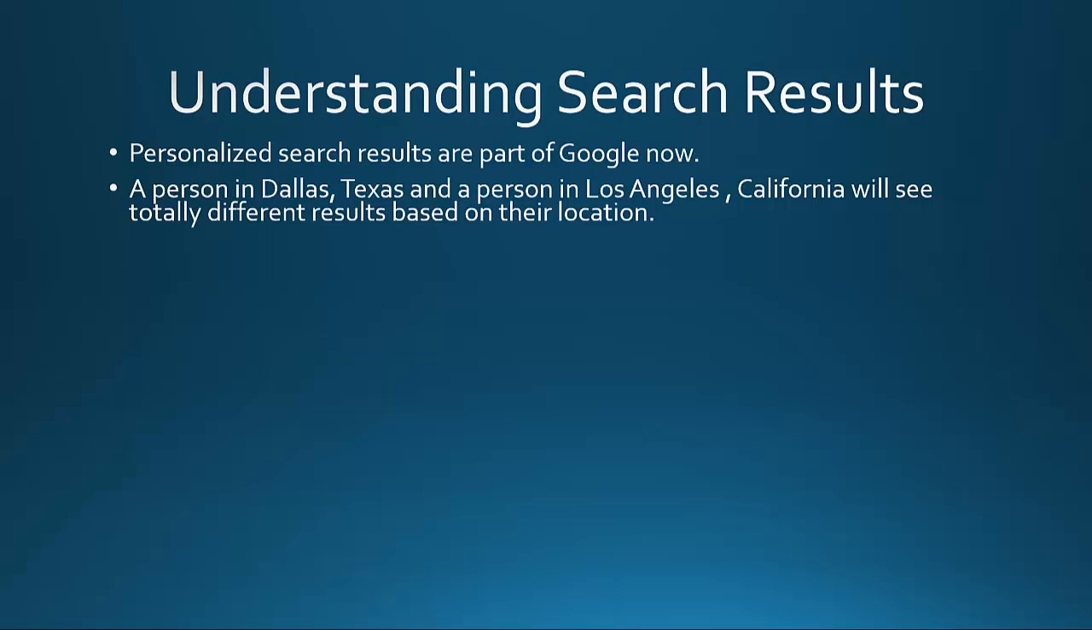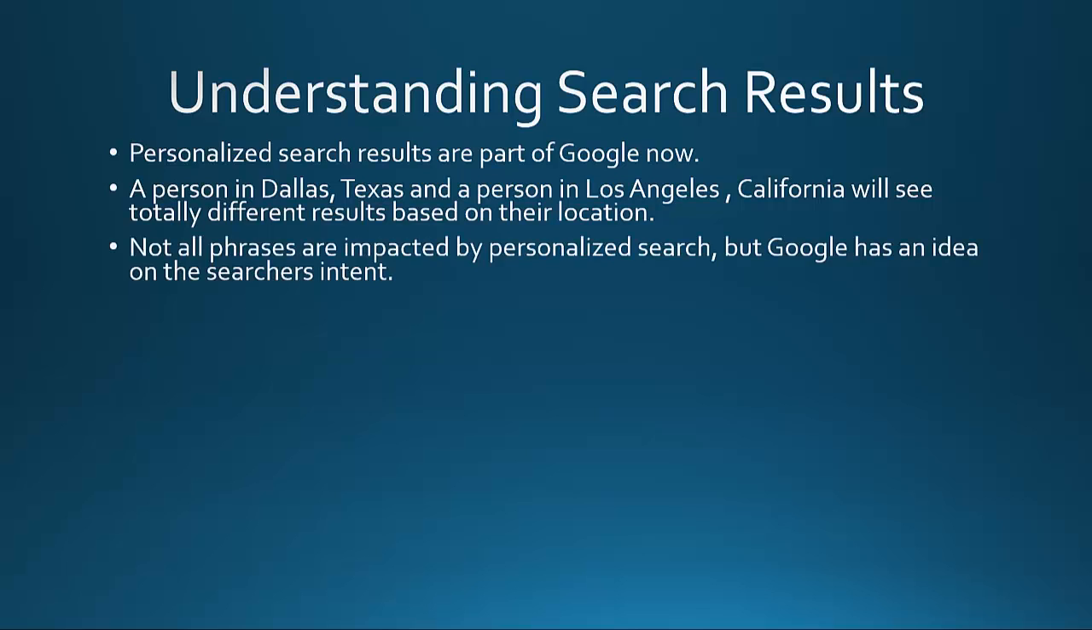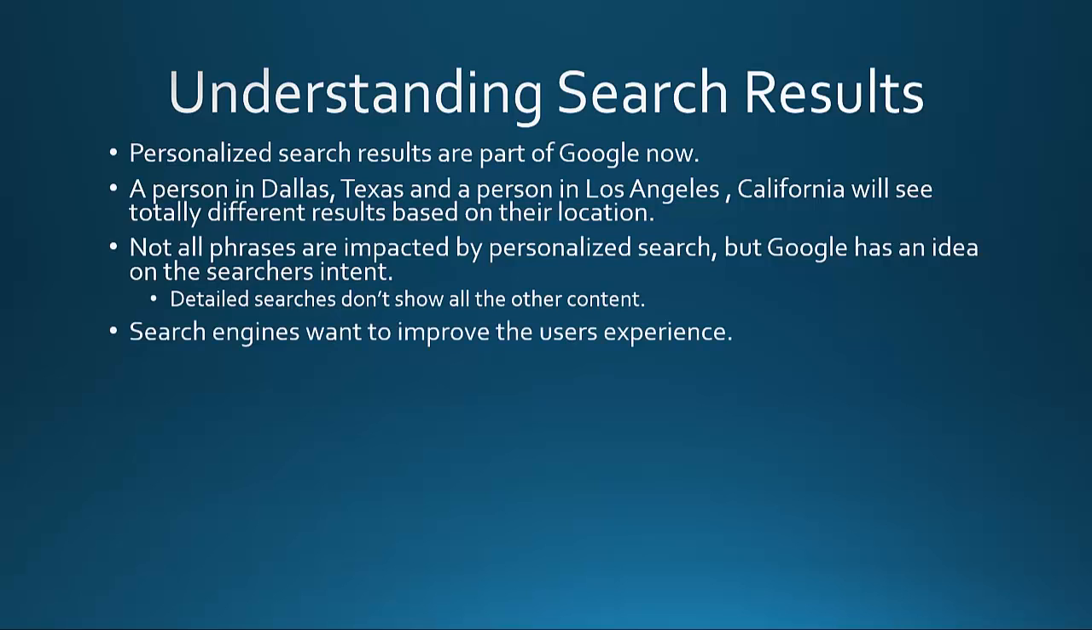So that's something to keep in mind and understand as you do SEO, that there are certain results that are going to vary. Sometimes, like the main organic results, the non-local ones, those ones pretty much will stay the same, but they may adjust a little bit accordingly. Not all phrases are impacted by personalized search, though, but Google has an idea on the searcher's intent. They've obviously been around long enough to where they know what people intend to look for. Detailed searches don't show all the other content involved with them. Search engines want to improve the user's experience as much as possible, and so therefore they want to show them things that they want. Search engines factor in things like the IP location.